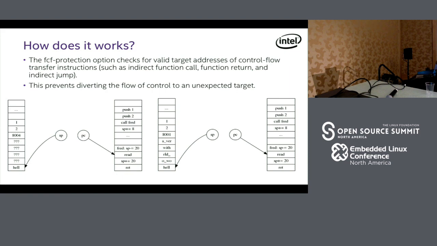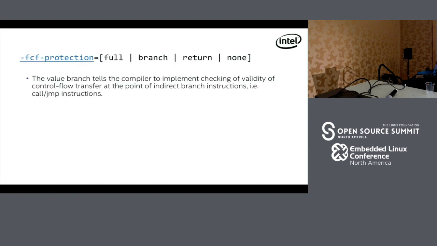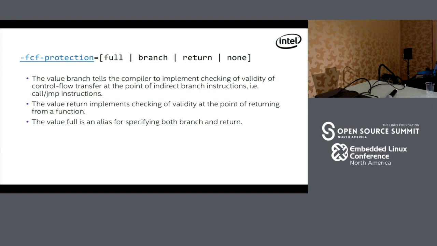What this technology is trying to do is prevent the flow control from going to an unexpected target. It detects that, hey, wait a minute, you're supposed to go to 8004 and now you're going to 8001. How does it work in terms of options? Well, first of all, let's check what are the four options that we have: full, branch, return, and none. The value branch tells the compiler to implement checking on the indirect branch instructions, for example, call or jump instructions. The value return implements checking on a function return, and the value full is going to be both of them, on the function and on the branch. The value none will turn off this kind of implementation. It's there just in case somebody wants to disable it for debugging.